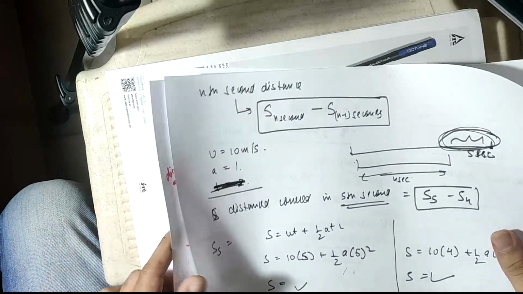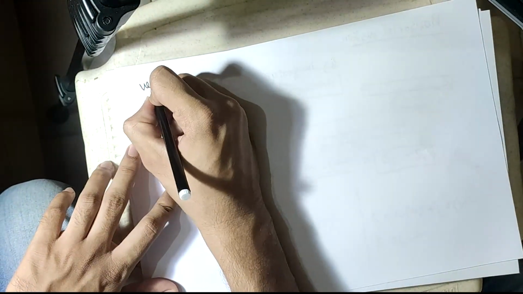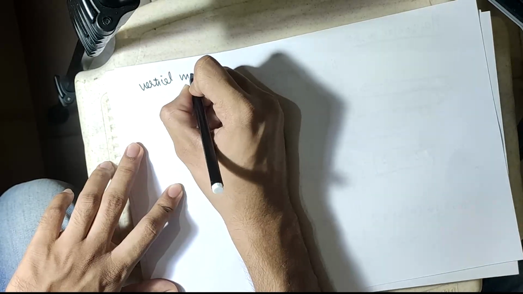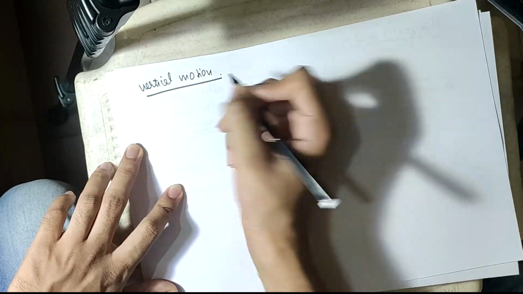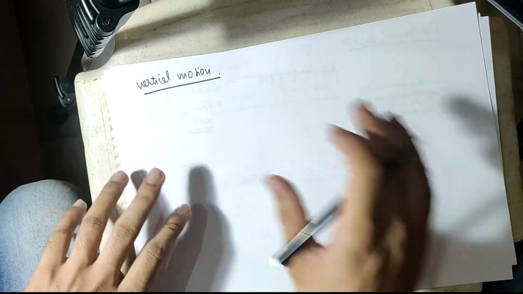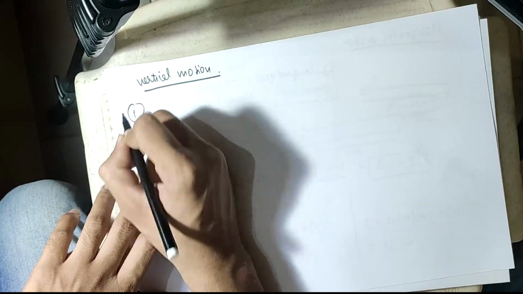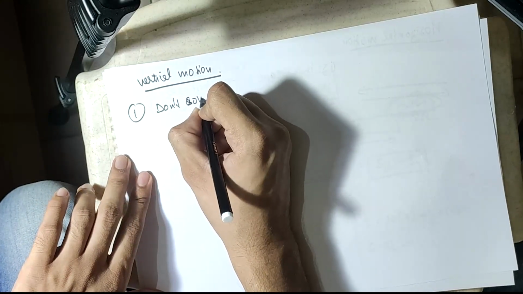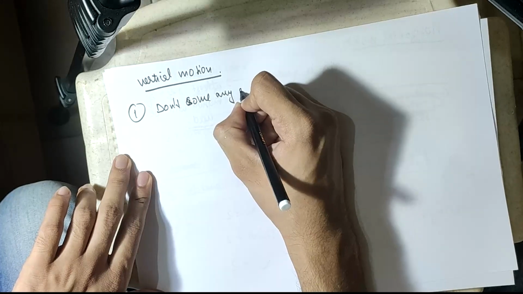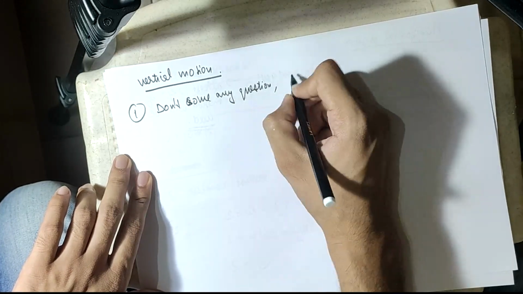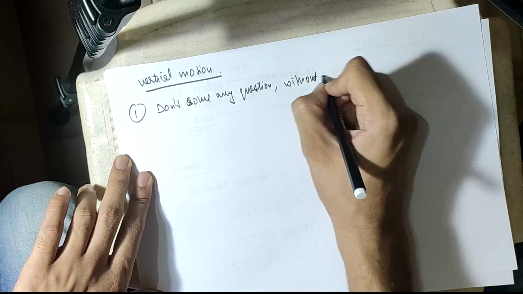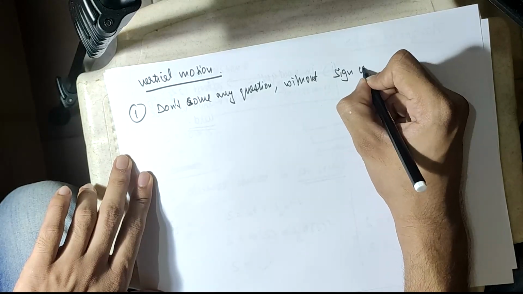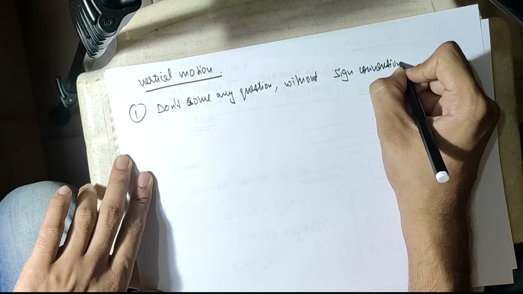Lastly, let's talk about vertical motion. Vertical motion is a bit tougher. First point you have to remember is, don't solve any question without the sign convention. Without sign convention, actually you cannot solve any question. That's the truth. What is the sign convention you have to use?